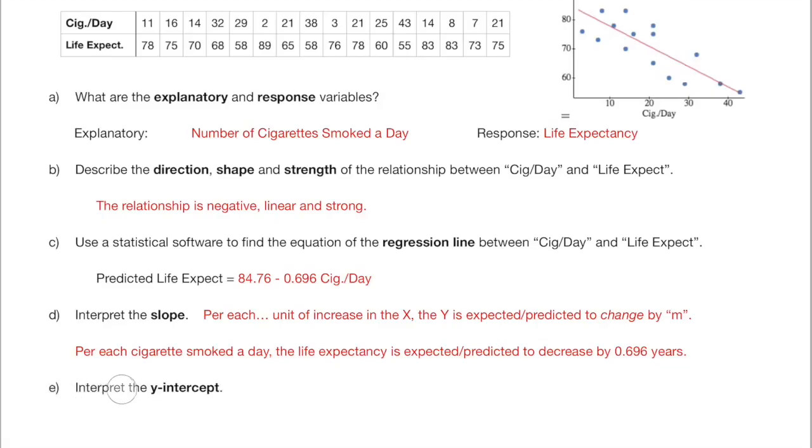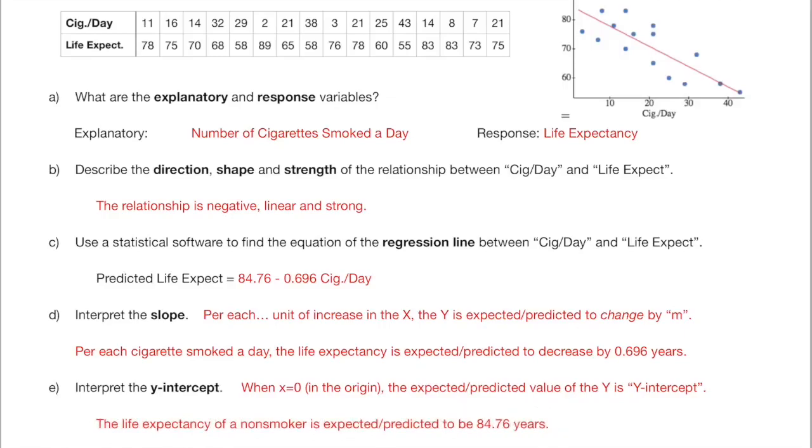Question E. Interpret the y-intercept. The general interpretation of a y-intercept is the value of the y when the x is 0, that's to say in the origin. Very often, the interpretation does not make sense for a regression line because the 0 is too far from the data set and it might be kind of absurd considering x equals 0. But in this case, it does because a person can smoke 0 cigarettes a day. The y-intercept here is 84.76 years. So the interpretation would be the life expectancy of a non-smoker is expected or predicted to be 84.76 years.